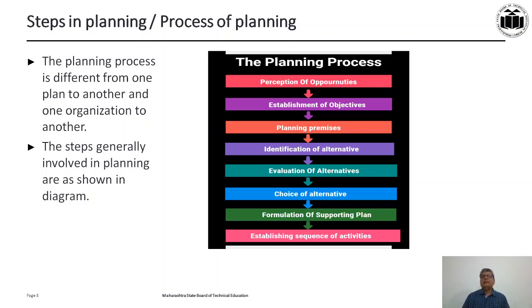Now identification of alternatives. They thought about how much the capacity would be, what type of ore they would utilize, what type of technology would be utilized, and so on. So all alternatives were thought of. Then they evaluated those alternatives and came down to a certain technology and a certain capacity, and accordingly they created a project at Jamshedpur. After this, the choice was made and the formulation of supporting plans was done.